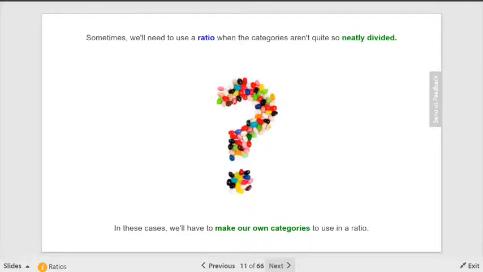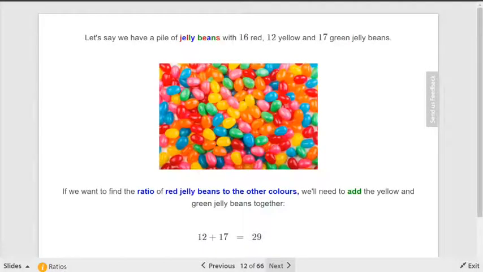Sometimes you're going to need a ratio in order to make categories that aren't so neatly divided. So you need to make categories in order to be able to create your ratios. So we're going to look at how to do that really quickly. So we have a pile of jelly beans with 16 red, 12 yellow, and 17 green. So those numbers are very important, right? 16 red, 12 yellow, and 17 greens. We want to find a ratio of jelly beans to the other colors. So if you want to find the ratio of red jelly beans to the others, red to all others, right?